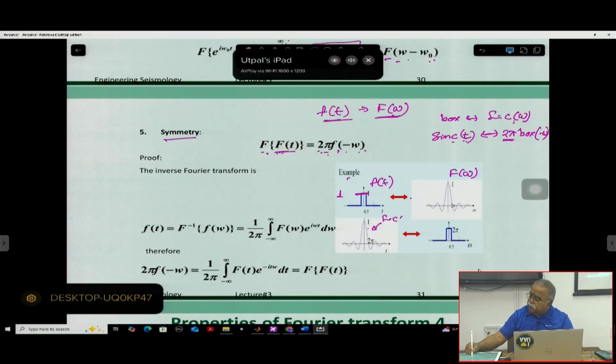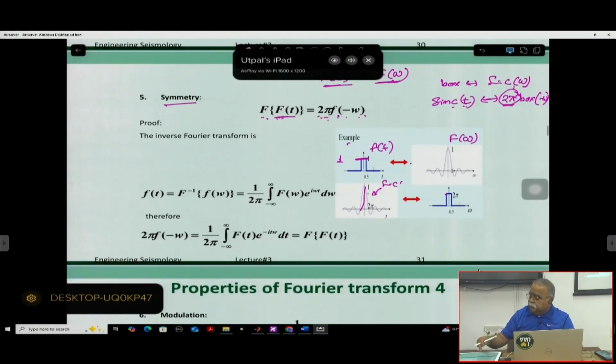So that means if a rectangular pulse is there, it will produce a sinc pulse. Then if you take the sinc pulse, it will produce the rectangular pulse, but multiplied by a number 2 pi in front of it. Okay.